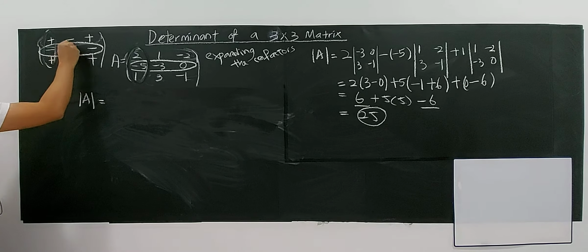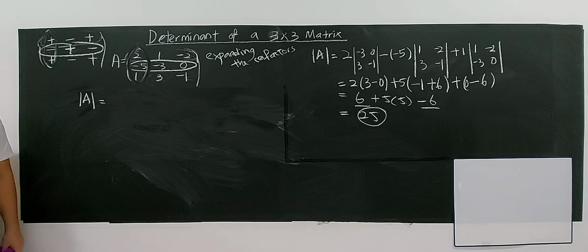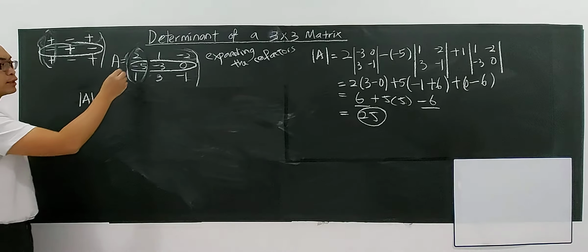The negative, positive, negative here. So, alright. Same thing here. Look at the location. Negative, right? So here is negative. So negative, -5. Okay. Minor for -5. Delete the row and the column. You have 1, -2, 3, -1.